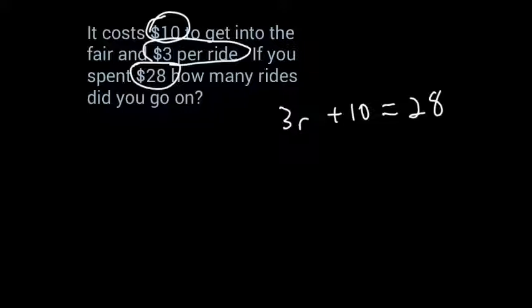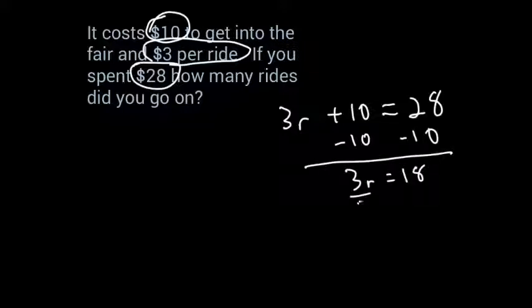So we're going to solve this first by getting rid of the addition. Subtract 10 from both sides, and we get 3R equals 18. And then divide by 3 on both sides, and we get R equals 6. So you rode 6 rides.